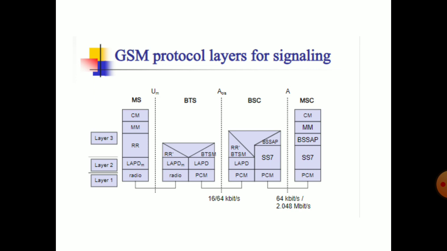Across the A interface, the message transfer part, MTP layer 2 of SS7, is used. And coming to layer 3, we are using the GSM signaling protocol. The third layer is divided into three sublayers: the radio resource, the mobility management, and the connection management.